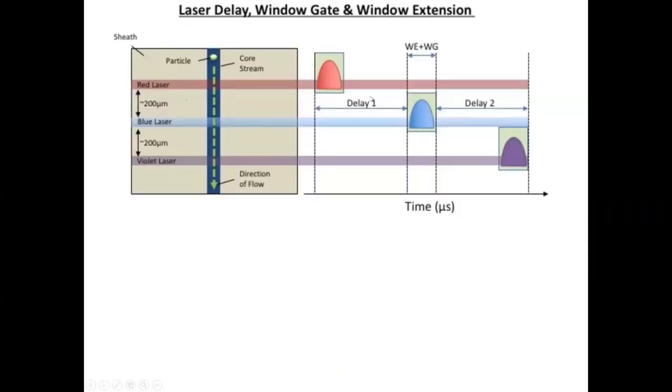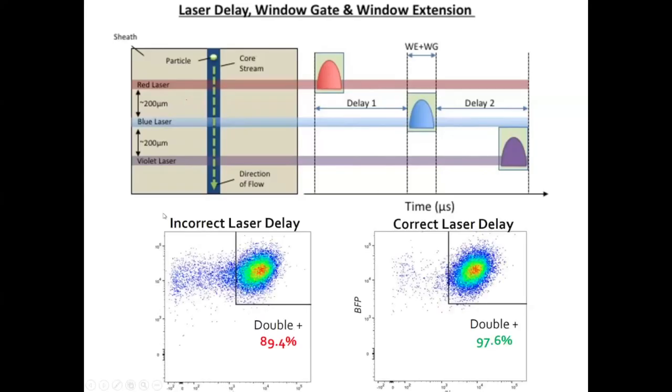Say when you're not setting your laser delay perfectly, what happens? You can see this cell is first interrogated by the red laser, you get a signal, and then the blue laser, you get a signal for the blue fluorochrome, and then you get a signal for the fluorochrome of the violet laser. Now, if you're not correcting the laser delay correctly, you see signals at different time points, right? Which you don't want.